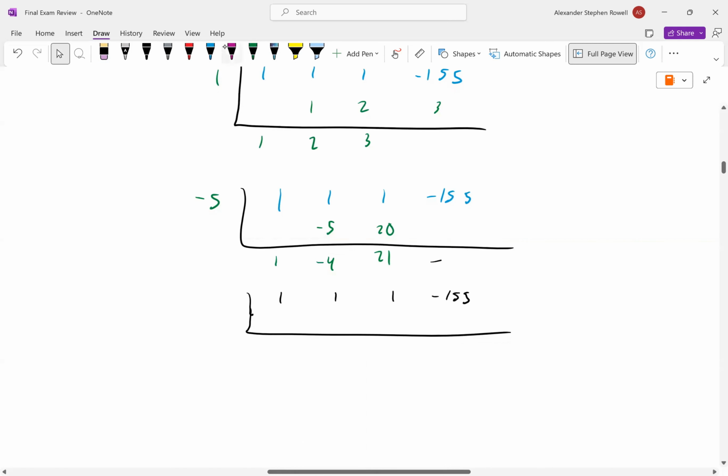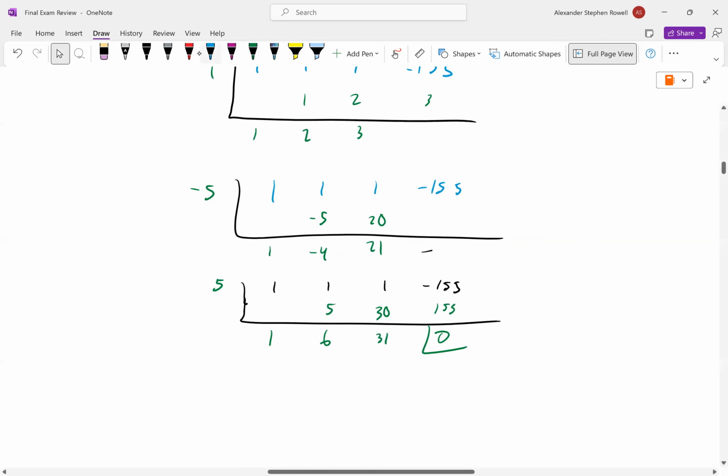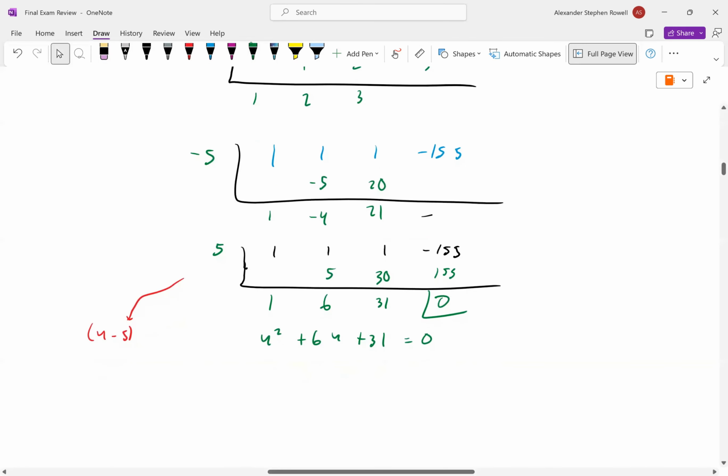What do you want to try next? Maybe +5? Bring down the 1, multiply it, add it, multiply it, add it, multiply it. Okay, so we got it. U minus 5 is a factor. So this corresponds to u squared plus 6u plus 31. Is it factorable? 1 and 31 is our only option, right? Yeah. So it's non-factorable. So we use another skill from this class.